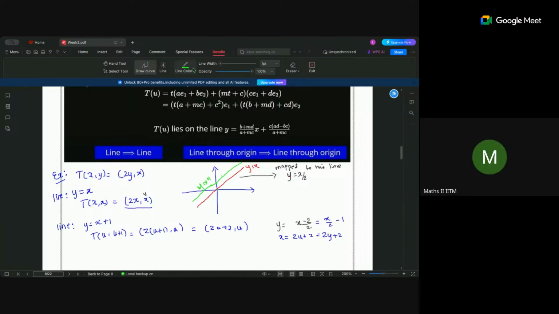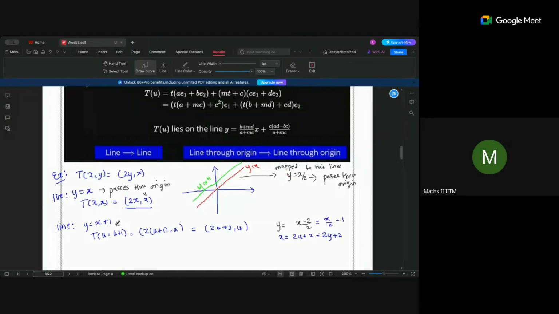See, note that this first line passes through the origin, and the image also passes through the origin. First of all, how do you say from the equation that it passes through the origin? Can you tell me?